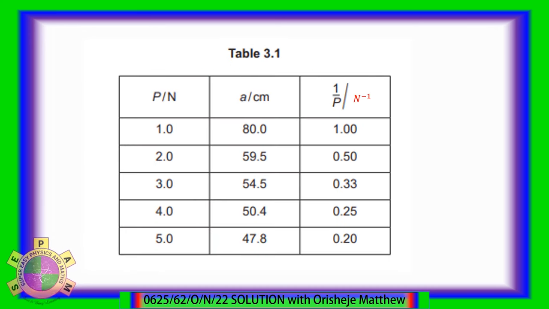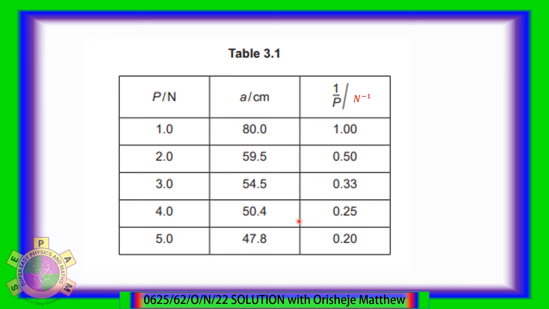So let's go. We have the table. Now what they want is for you to put the unit. This is load. If I have the reciprocal of load, what is the reciprocal of Newton? The load is measured in Newton. So if I take the reciprocal, the unit will also be the reciprocal. That's why it becomes 1 over N.